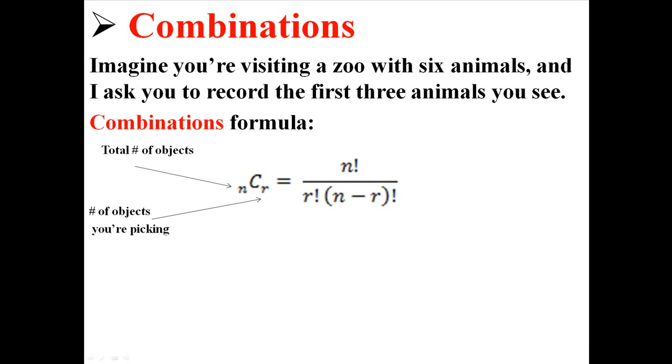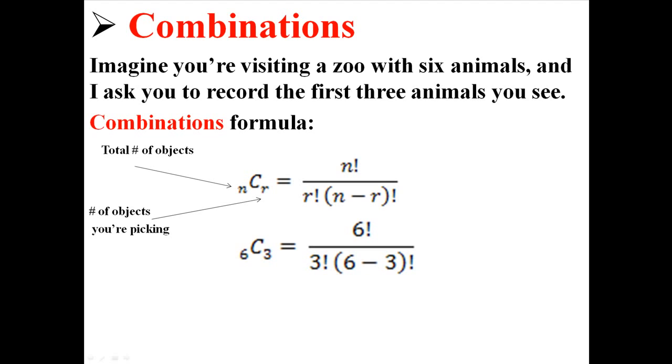So what we have is the combinations formula, which is pretty similar to the permutations formula, it's just a little bit different. Still, N stands for the total number of objects you have, and R stands for the total number of objects you're picking. So in this case, we have 6 different objects, which are 6 different animals, and we're picking 3 different animals. So N is 6 and R is 3. So in the equation, whenever there's an N, I put 6, and whenever there's an R, I put 3.